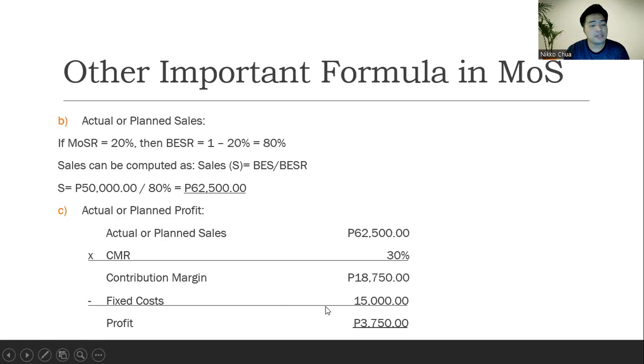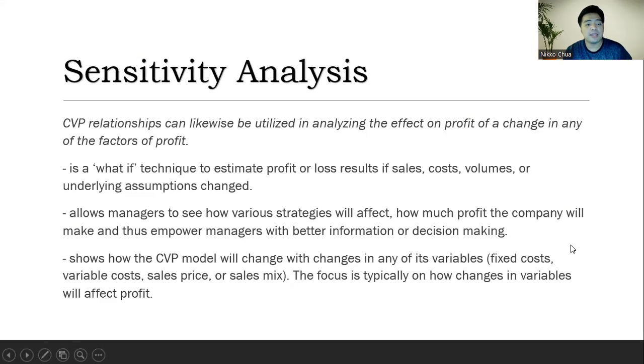So minus the fixed cost, that is 15,000, we will have the profit of 3,750. So sensitivity analysis. This is what we call "what if." What if there is a change? This is the technique to estimate the profit or loss when sales, costs, volumes, or underlying assumptions change. It allows managers to see how various strategies will affect how much profit the company will make, and thus empowers managers with better information for decision making.